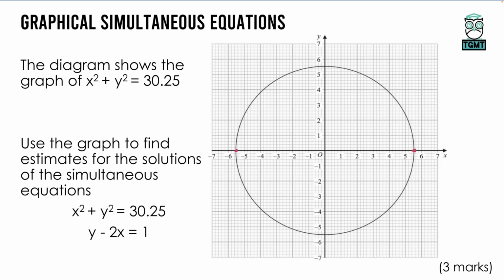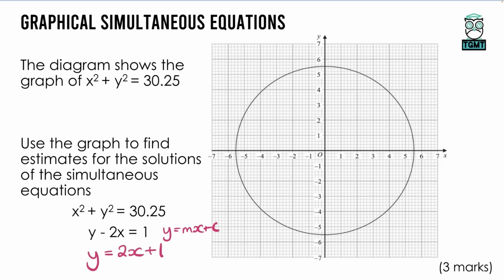It says use the graph to find estimates for the solutions of the simultaneous equations. Then we have our circle equation and we have a linear equation, y minus 2x equals 1. Now we want that in the form y equals mx plus c, because it's much easier for us to draw. So if we add 2x to the other side, we get y is equal to 2x plus 1. Now from there we can actually draw this straight line.